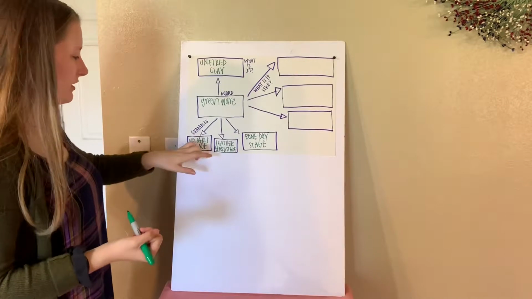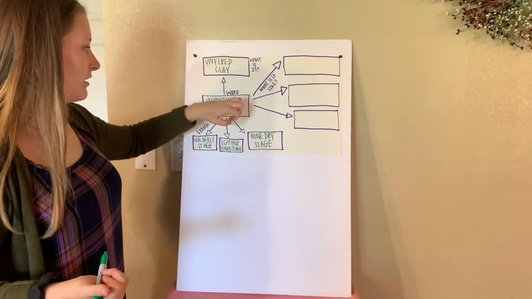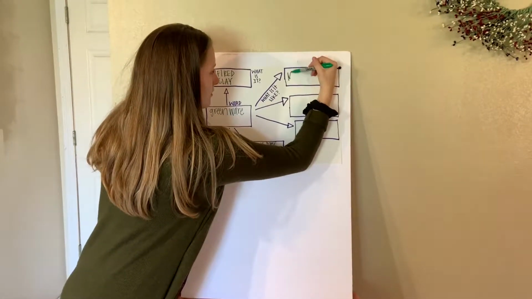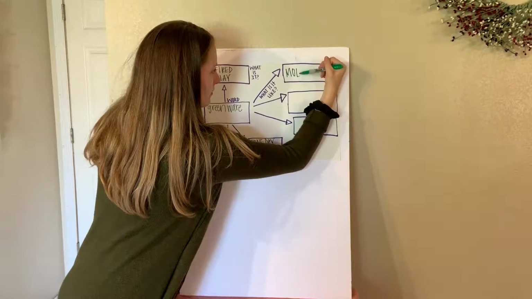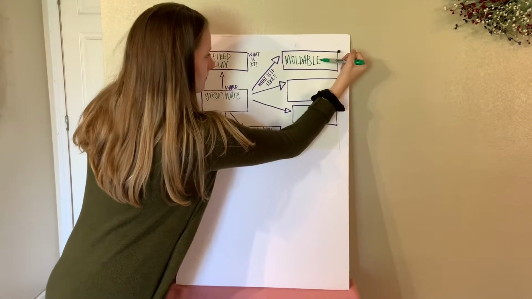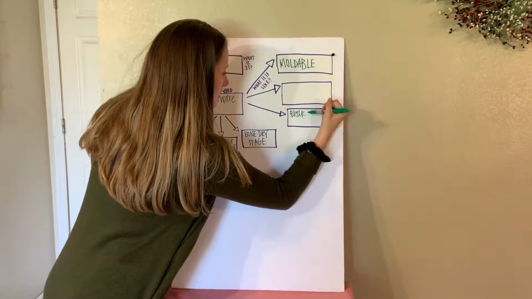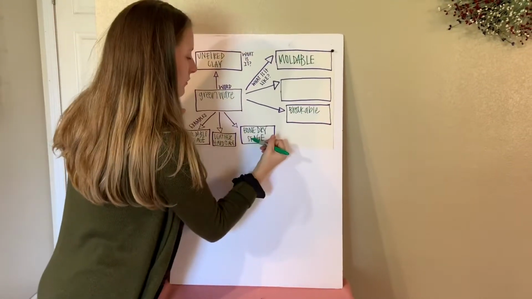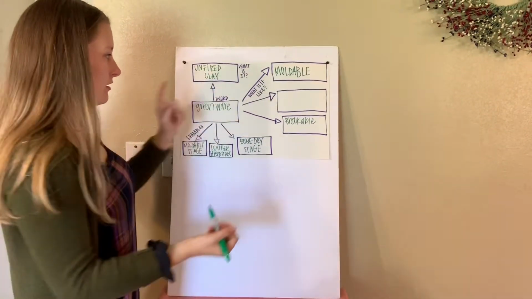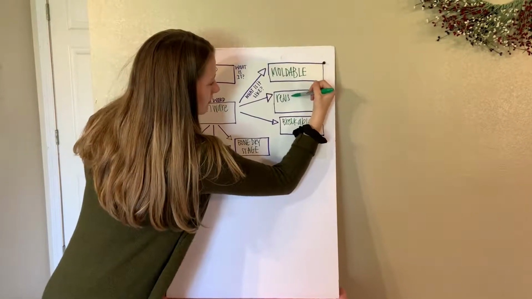Next, after you answer these examples, you will answer, what is it like? Greenware is like moldable. It is breakable when in the bone dry stage. And greenware is reusable.